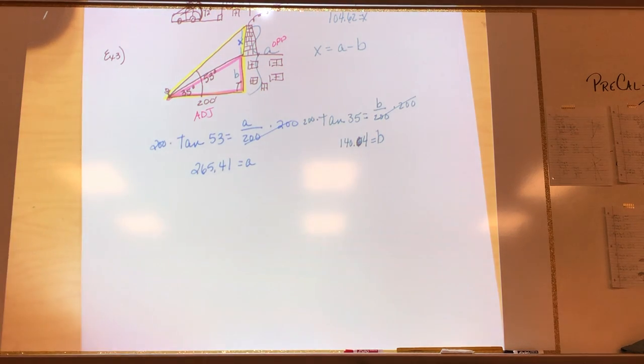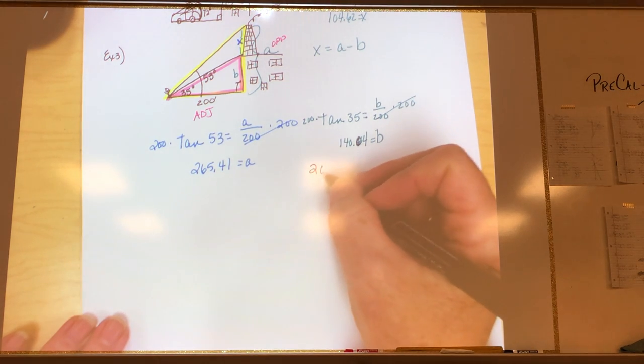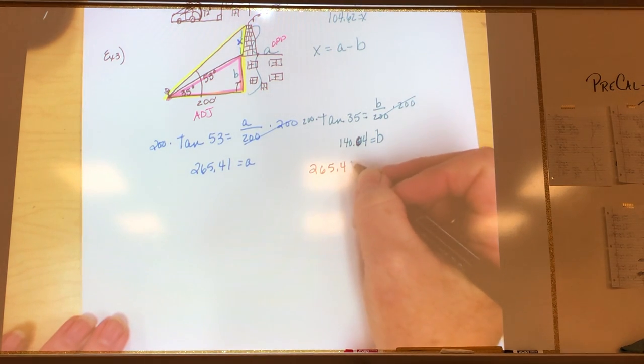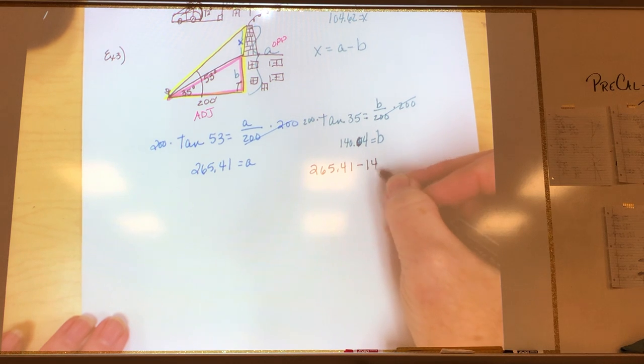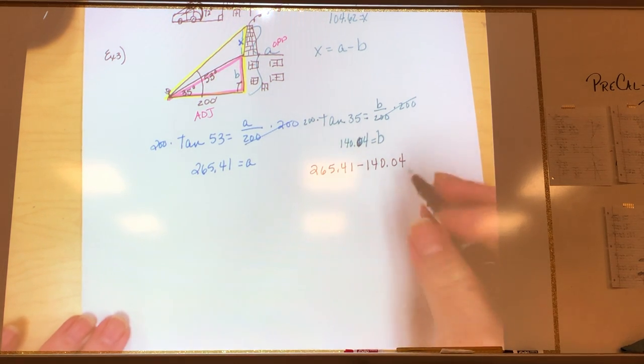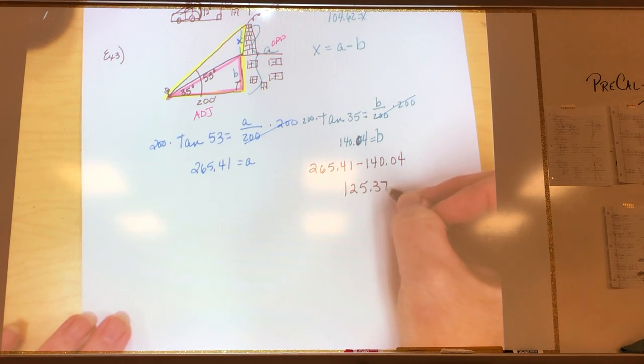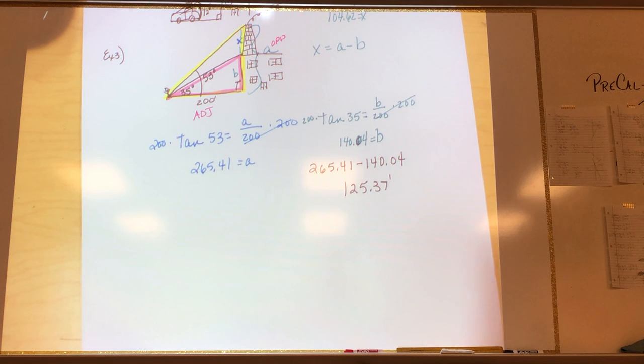Okay, so now how do I find the height of the smokestack? Subtract A and B. Yeah. 265.41 minus 140.04, and it is 125.37 feet. Is that reasonable?